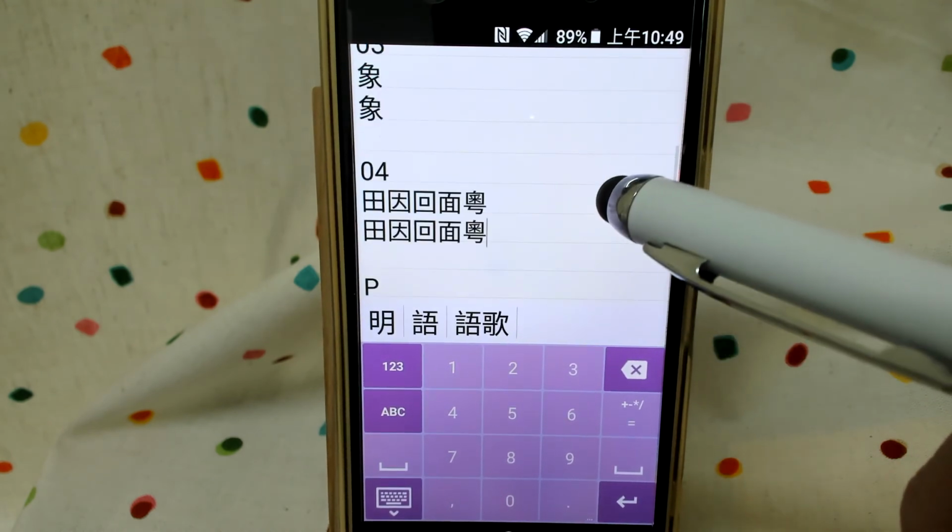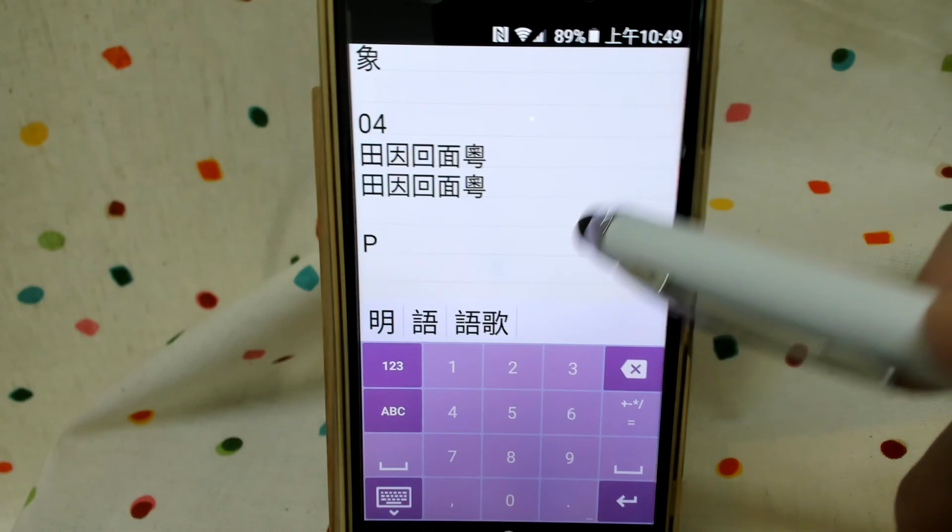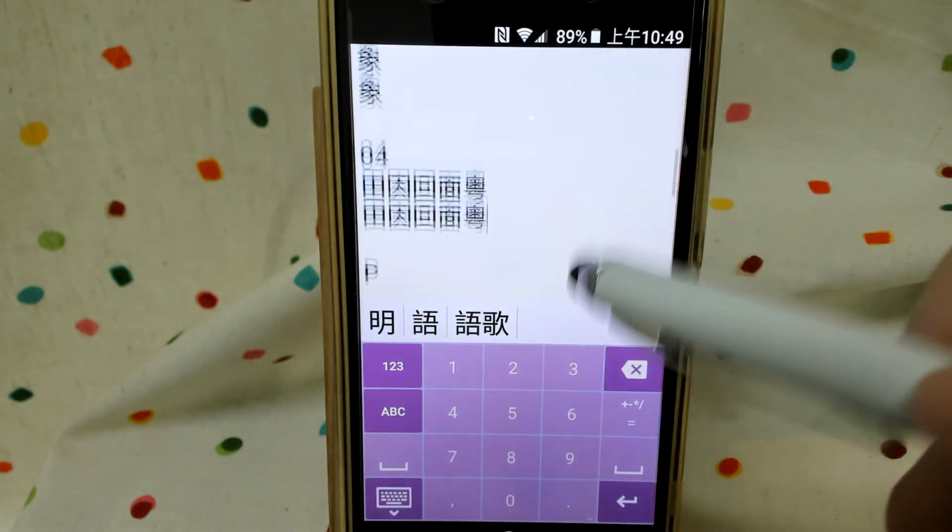If you are using Array 30 on your keyboard, they all belong to letter P.